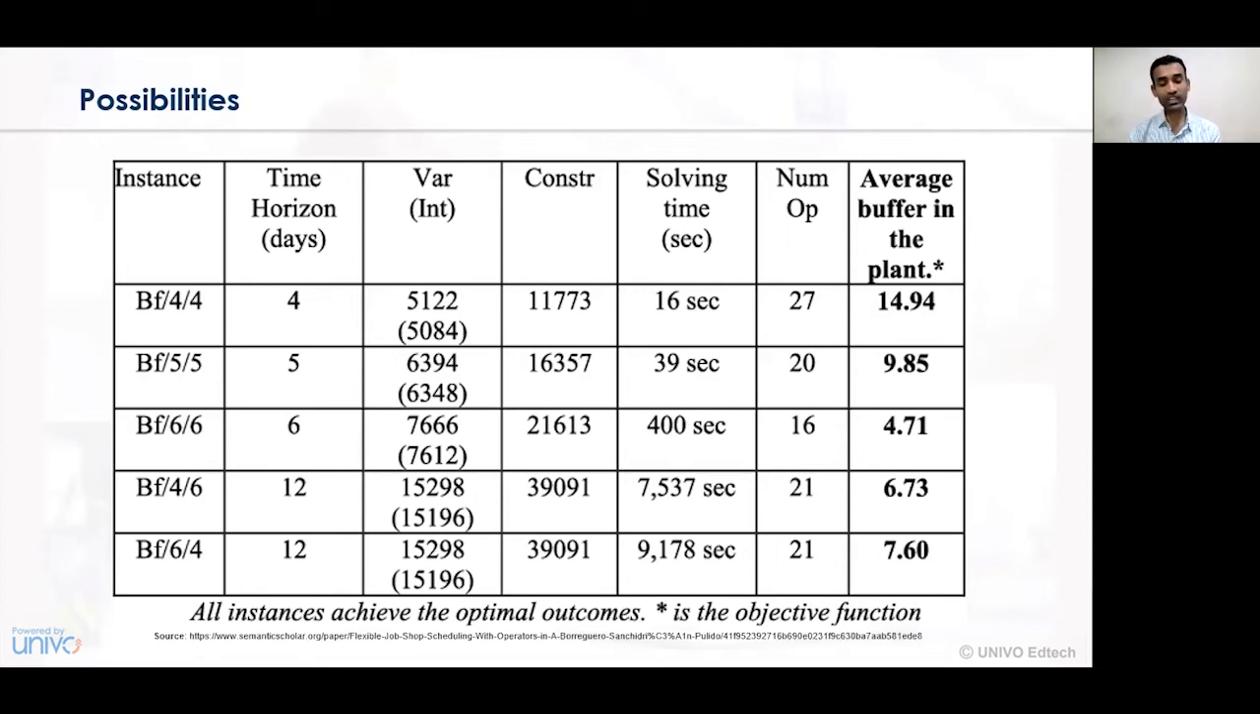So now let's understand the last column with respect to the average buffer zone in the plant. What is the calculation of the average buffer in the plant, which shows the objective function that has been fulfilled? So 14.94 for a 4 by 4, 9.85 for 5 by 5, 4.71 for 6 by 6, 6.73 for 4 by 6, and 7.60 for 6 by 4.